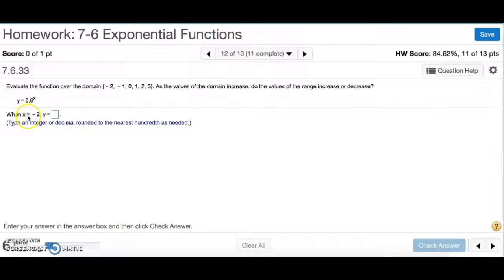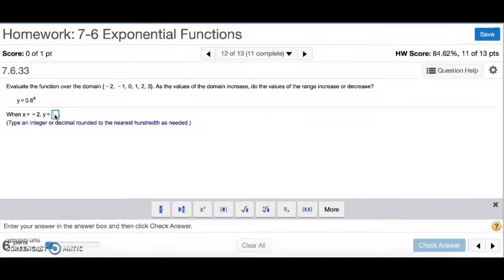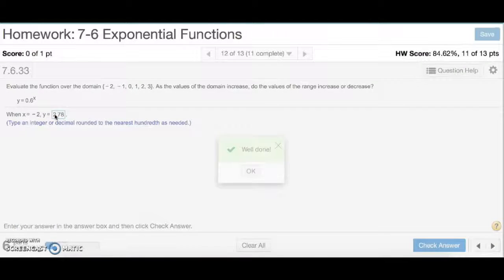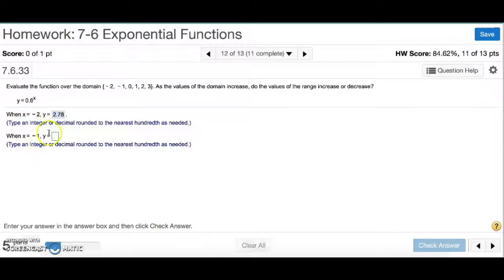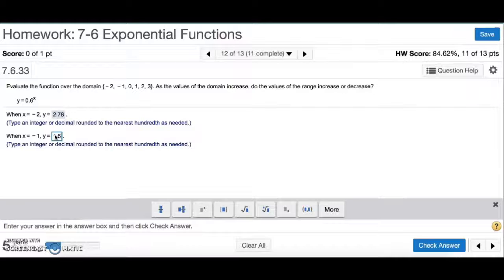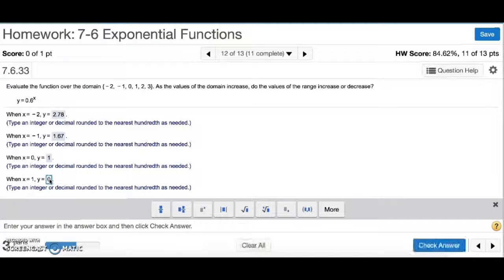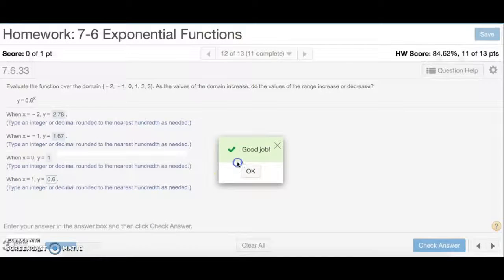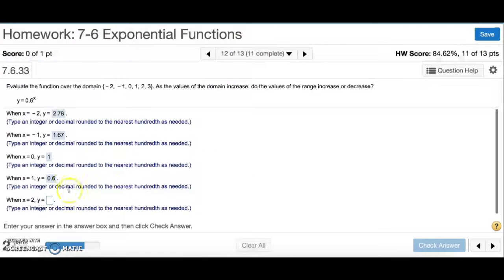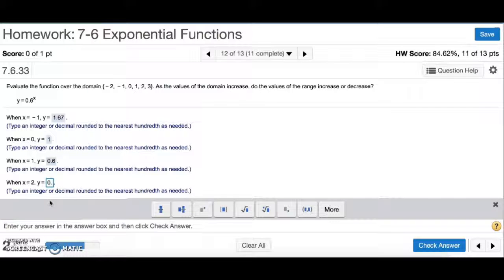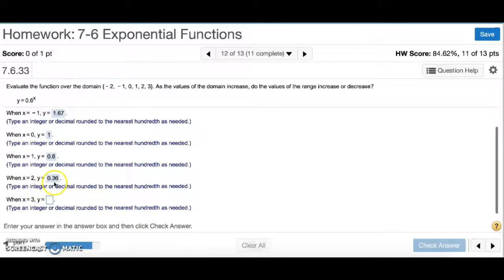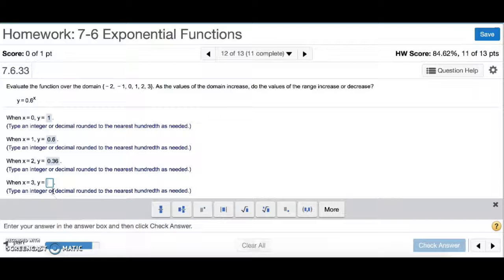So the first one, it says when x is -2, that one was 2.78. For -1, we got 1.67. For 0, we got 1. For 1, we got 0.6. For 2, we got 0.36. And for 3, we got 0.22.